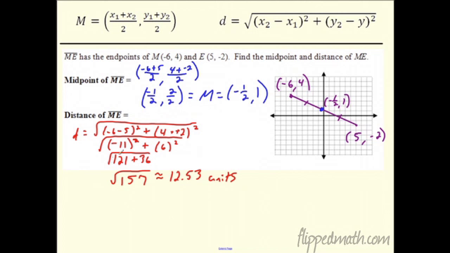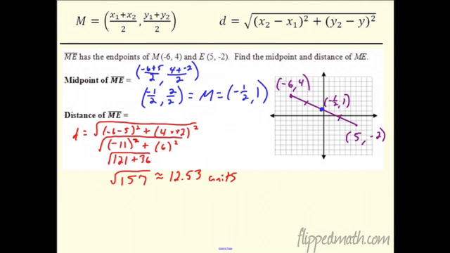Distance, just be careful of the negatives. Just like up here, it's all about keeping your signs. Remember, if you ever square a negative, it's always positive. So this is the biggest mistake right here. -11 squared is a positive 121. So you always get positives in here. If you don't, you've got some kind of error issue. So the distance from here to here is about 12.53 units. Hope you got the right answer.